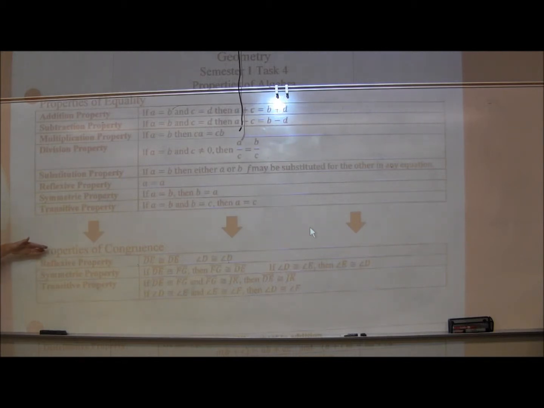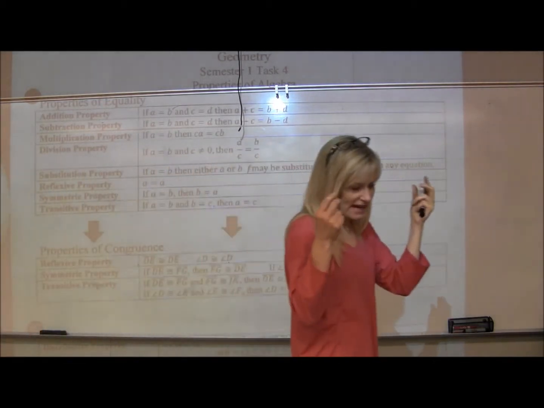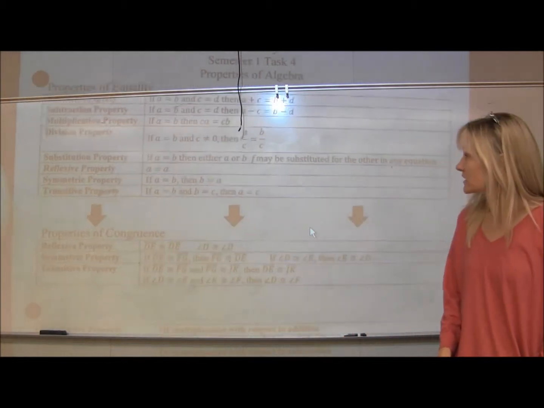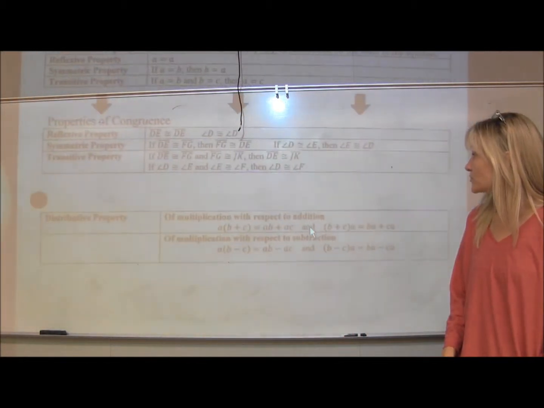So I listed these out for you because they're going to come in handy when we're doing our proofs. Now, I also gave you a list of postulates and theorems, but these aren't on there. That's why I made a separate list of these, because when you're doing proofs, you need to have these ready to go. The other thing that's on here is the distributive property, which you guys should know.